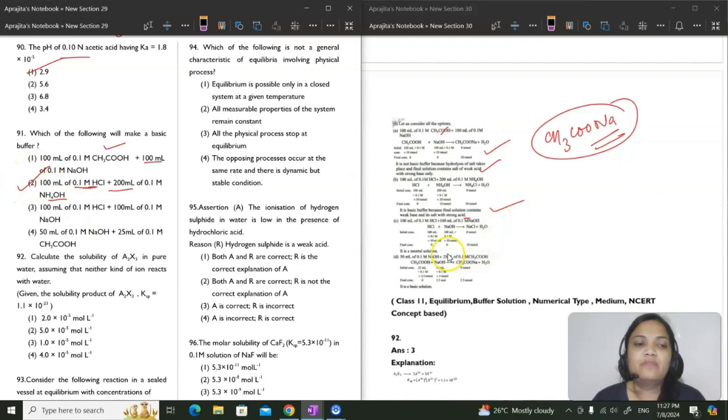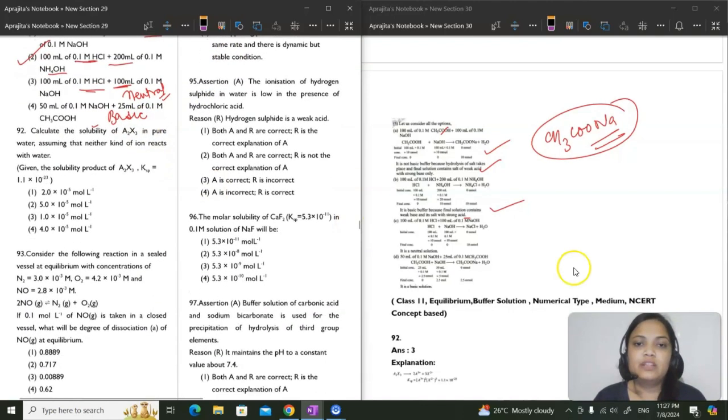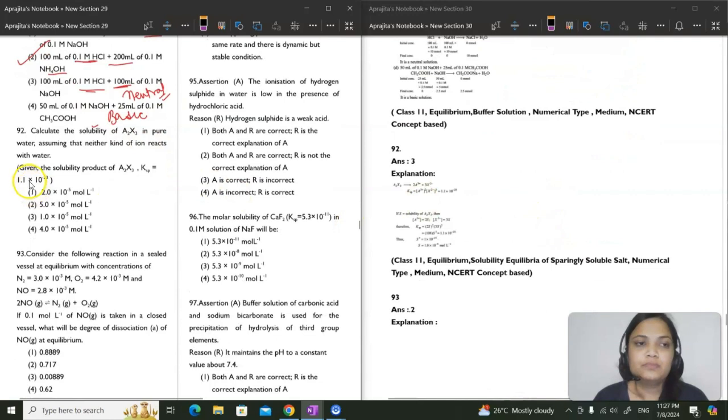Okay, in the third one we will be getting a neutral solution, because it is a strong acid and a strong base. And in the fourth one we will be getting a basic solution. Okay, basic, here it will be neutral. Okay, so next is question number 92.